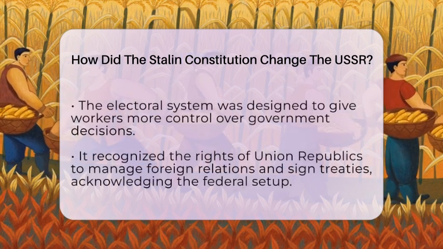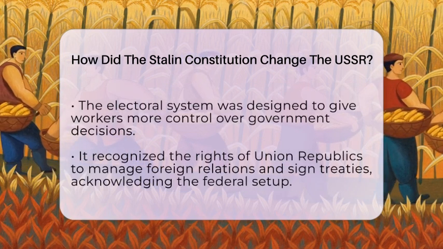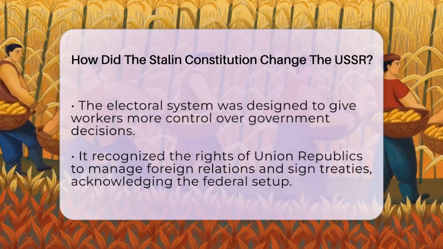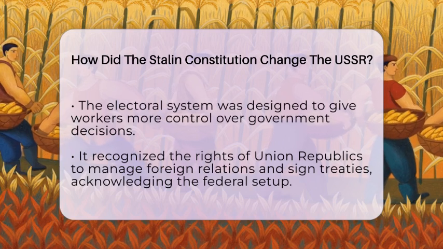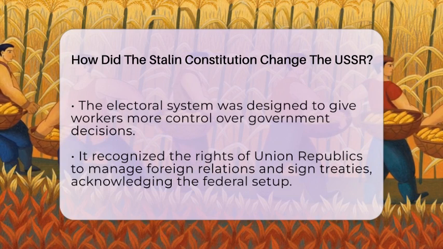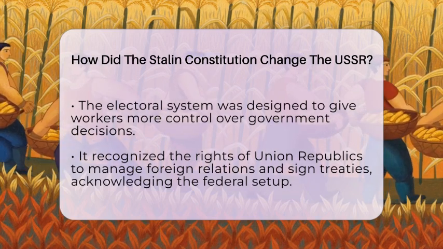Another important change was recognizing the rights of the Union republics. The Constitution said they could have their own relations with foreign countries, sign treaties, and even run diplomatic affairs. This was a formal acknowledgement of the USSR's federal setup, although in practice, foreign policy remained centralized in Moscow.